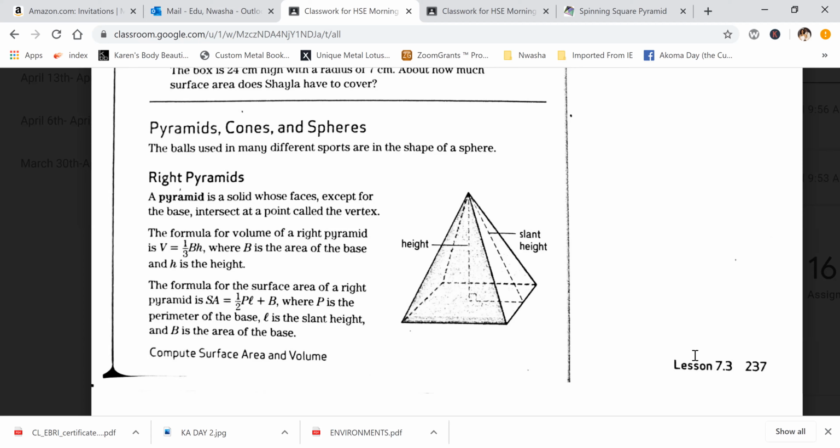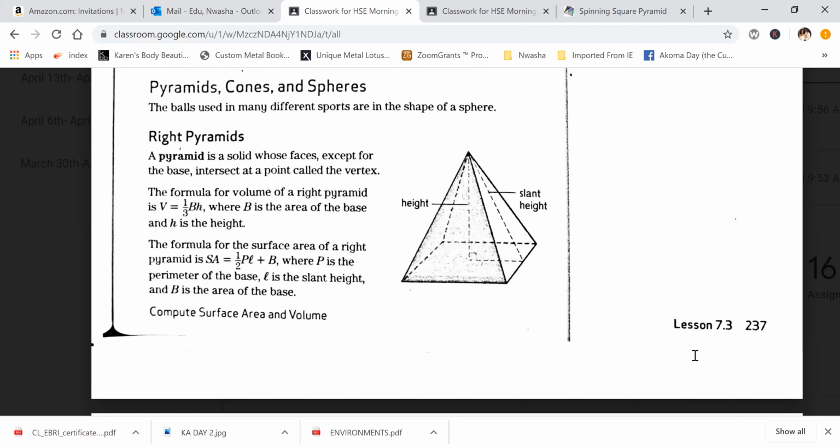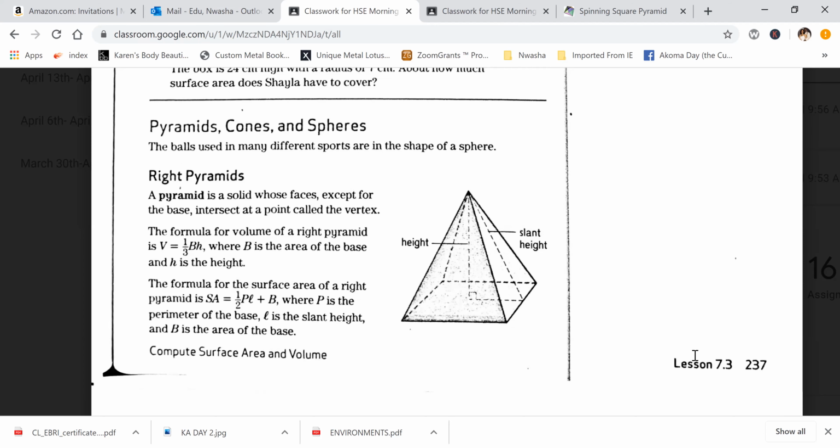It says a pyramid is a solid whose faces, except for the base, intersect at a point called the vertex. The formula for volume of a right pyramid is V equals 1/3 the base times the height, where B is the area of the base and H is the height. The formula for the surface area of a right pyramid is surface area equals 1/2 PL plus B, where P is the perimeter of the base, L is the slant height, and B, capital B, is the area of the base.